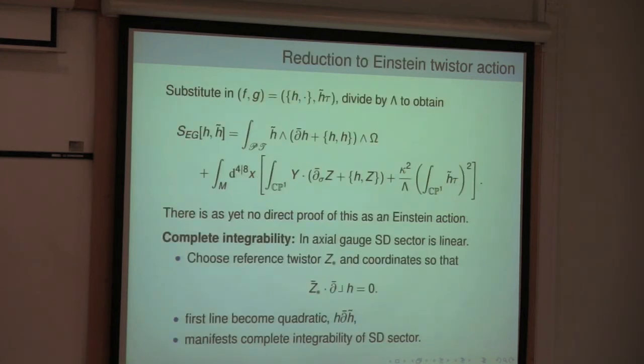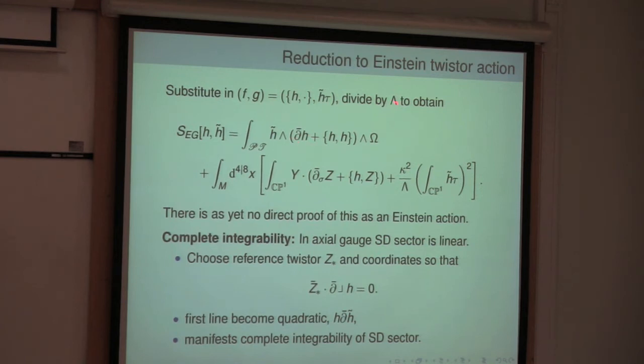So we can try and reduce this to the Einstein case. If we just substitute in f is equal to the Poisson bracket of h, the Hamiltonian vector field of little h, and g is equal to h tilde times tau, we then get a rather nice formula for the self-dual part here. We get nice formulae for everything. Everything reduces rather nicely.